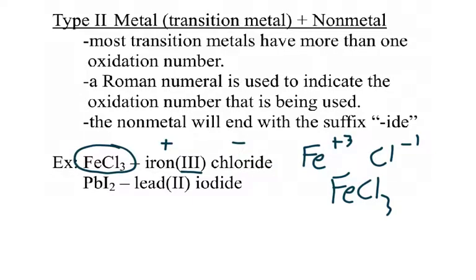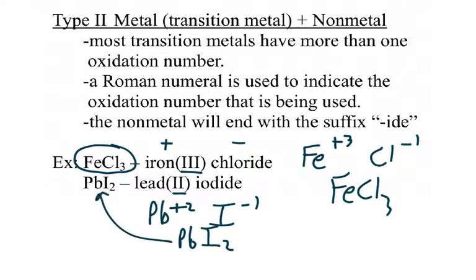Another one would be lead(II) iodide. Lead's charge is right here, it's +2. Iodide comes from iodine, which is a halogen, it's -1. When you crisscross that, the lead gets the 1, which we don't write, and the iodine gets the 2, and there's the formula that you see there.